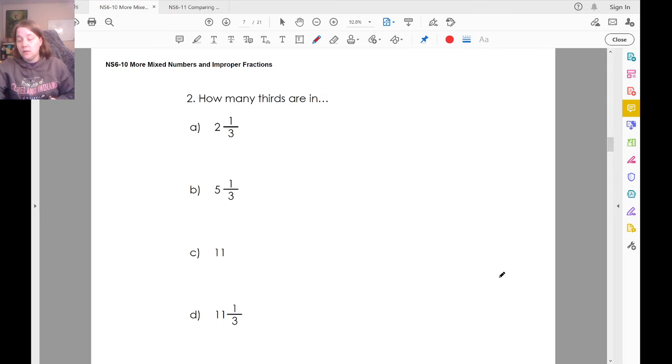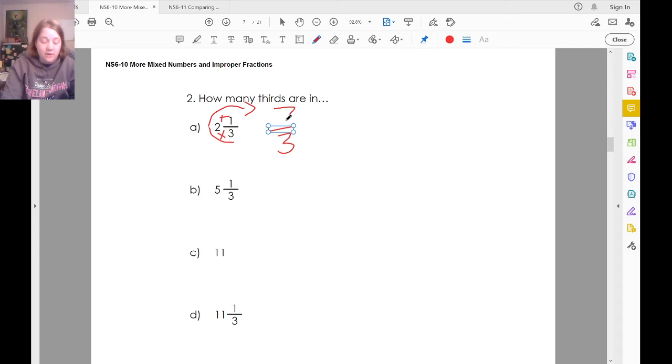Welcome back. Let's go ahead and take a look at this. So, 2 1/3, figuring out how many thirds we have total. 3 times 2 is 6, plus 1 is 7. So that makes 7 thirds. You can see that my denominator stayed the same. Let's do the same thing with 5 1/3. 3 times 5 is 15, plus 1 is going to be 16 thirds.